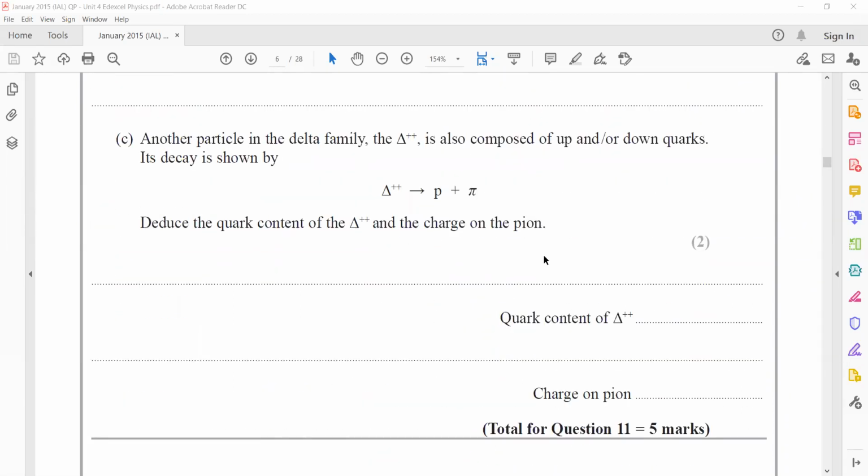Another particle in the delta family is a delta plus plus, which is also composed of up and or down quarks. Its decay is shown, like there can be up or it can be down. Deduce the quark content of delta plus plus and the charge on the pion. So its decay is shown. It shows that a proton is released.